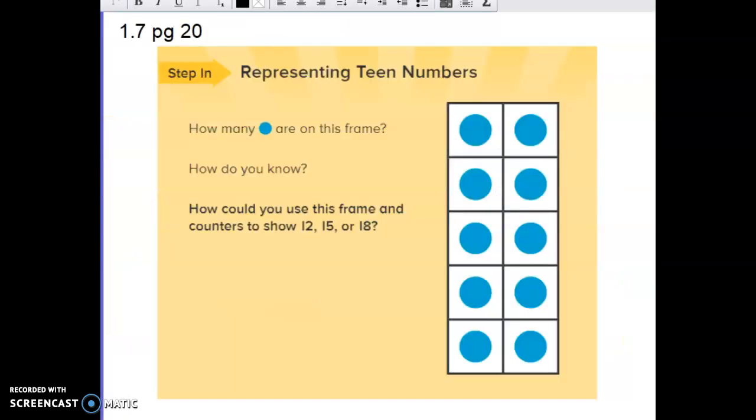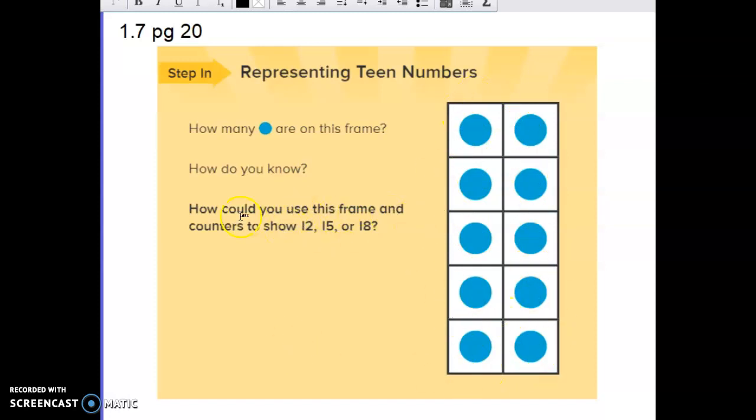Now we're on page 20. We're doing 1.7, representing teen numbers, page 20. So it says, how many dots are in this frame and how do you know? Well, this frame looks very familiar. It's called a 10 frame. So when you see this picture, it's called a 10 frame because when it's full, it has 10 dots. It represents the number 10. And I can count individually to be sure. 1, 2, 3, 4, 5, 6, 7, 8, 9, 10. So I know that there's 10 here.